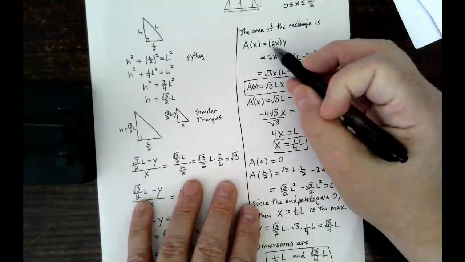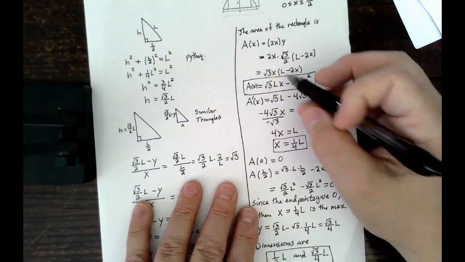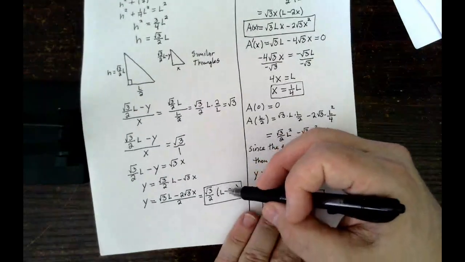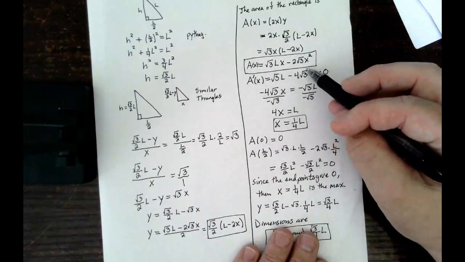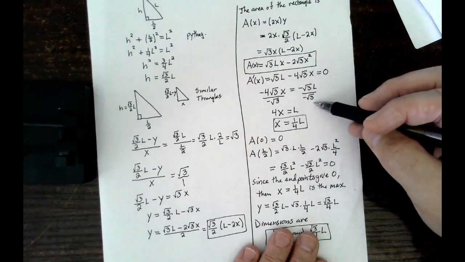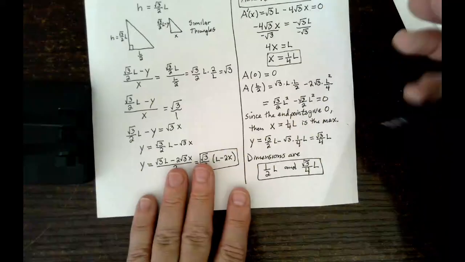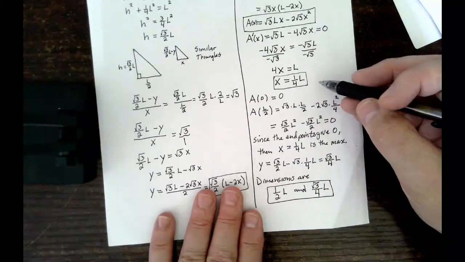So the area of the rectangle is 2x times y. And we know what y is. It's square root of 3 over 2 L minus 2x. And when you multiply this out, and then you take the first derivative and set it equal to 0, you get x equals 1 over 4 L. And that's where you're going to end up with a maximum area, if x equals 1/4 L.